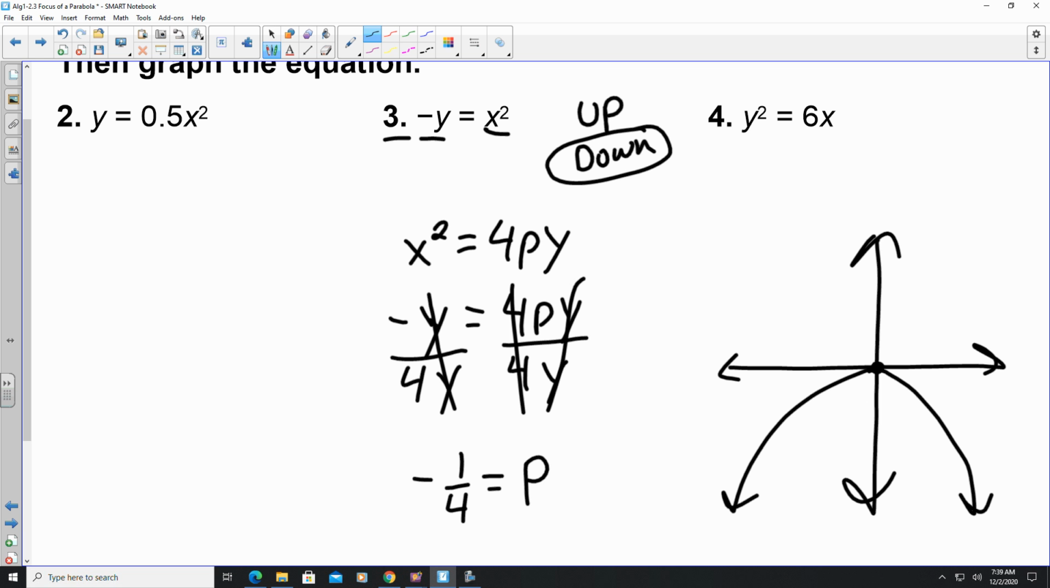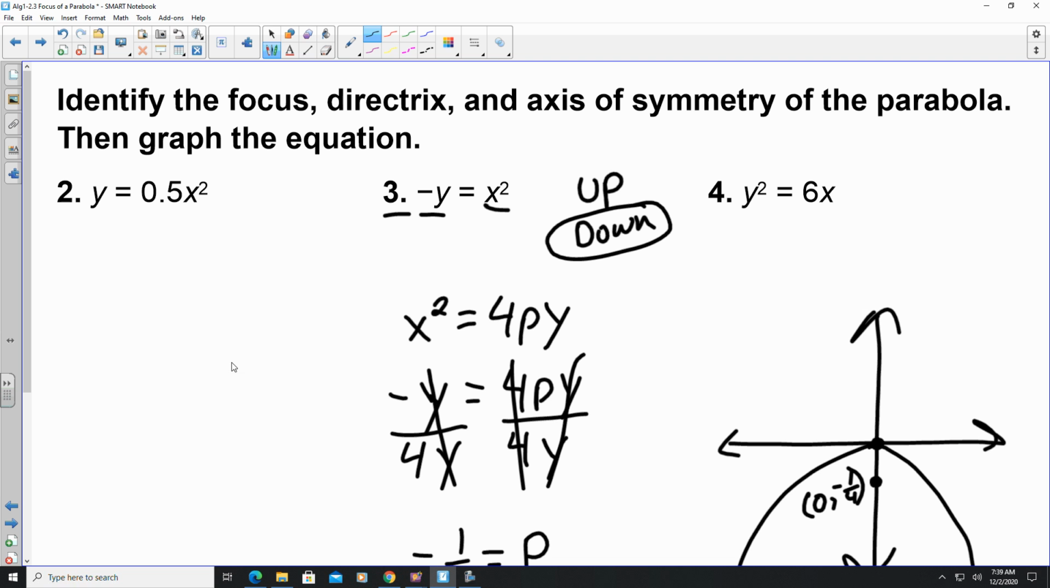My focus is always inside the parabola, and this is going to be the location 0, -1/4. So that is my focus. So my focus for this one, let's write it right here, is going to be 0, -1/4.